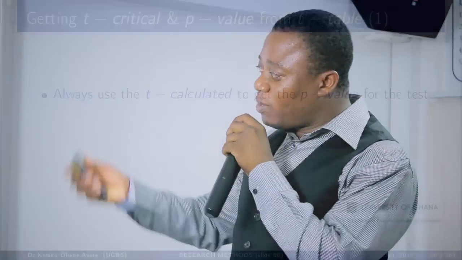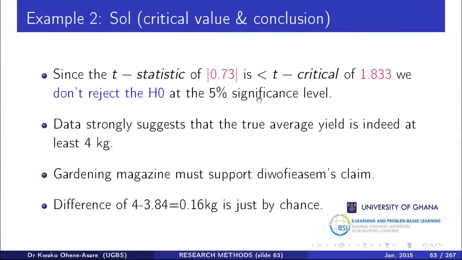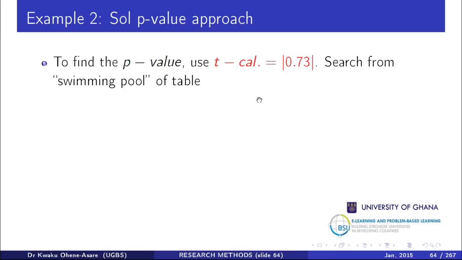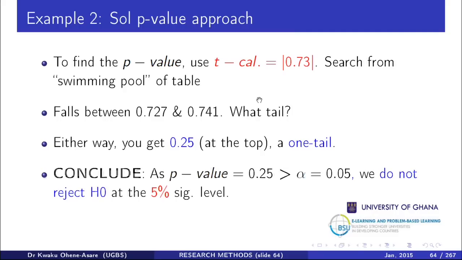So you are expected to make a mistake of 5%. You made a what? 25% of mistake. You don't have to rely on your research. Just focus on what the guy is saying. No wonder we accepted what the guy actually put forward. Wonderful. So you can see it falls between 0.727 and 0.741. The tail is a one tail and you have 25%. Conclusion. Since the p-value of 25% is greater than 5%, we don't reject.